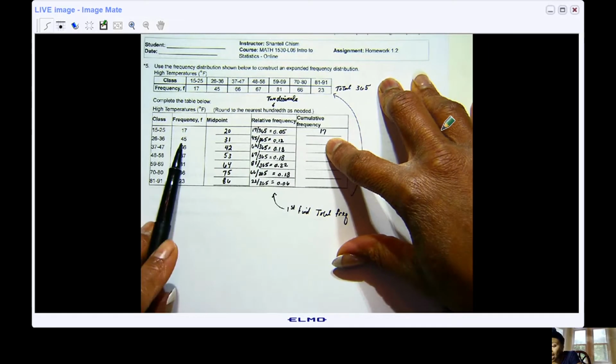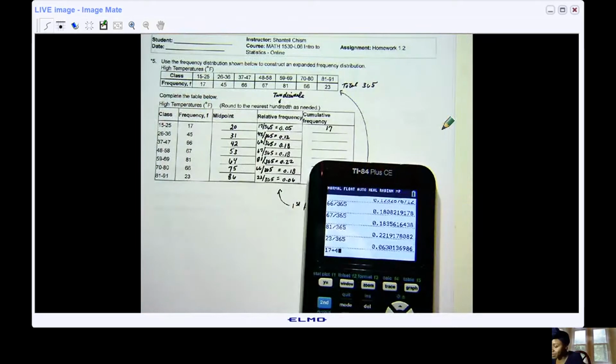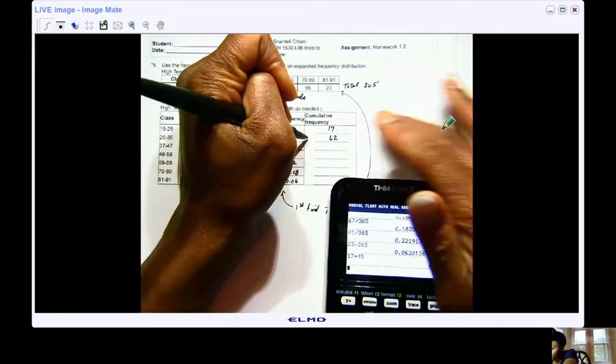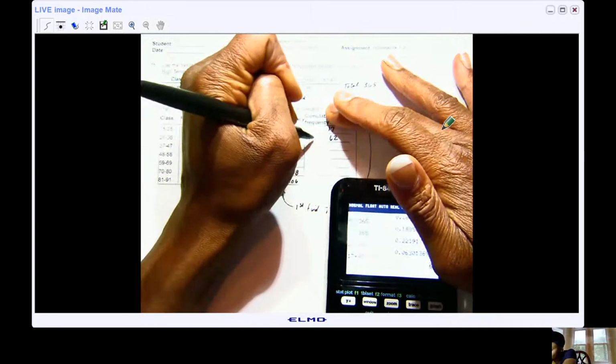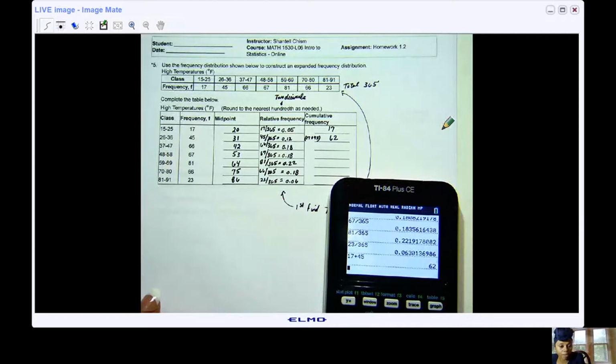The second class has a frequency of 45, so you will then add that to the frequency before it. 45 and 17. So 17 and 45 together gives us 62. Now I'm going to put right here where that came from. That was 17 plus the 45, so that you'll kind of know.